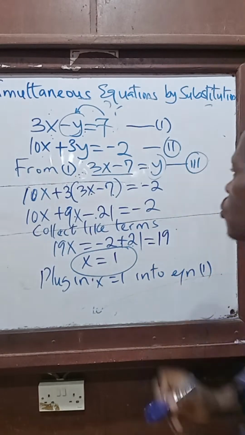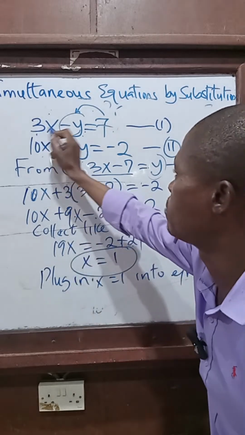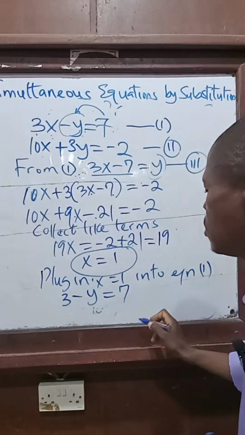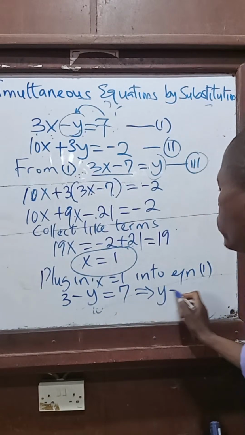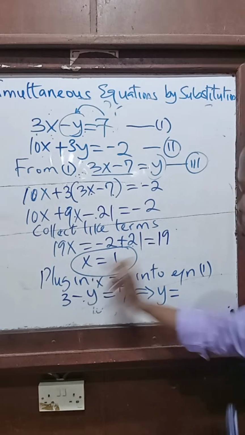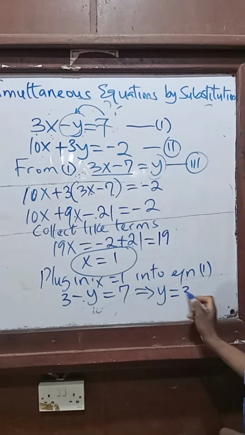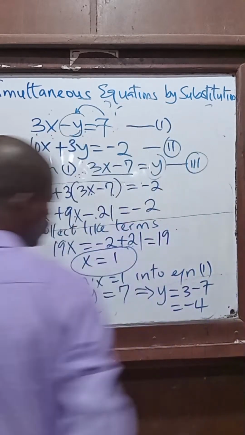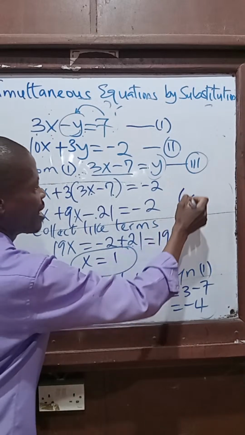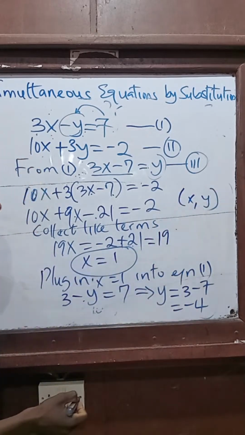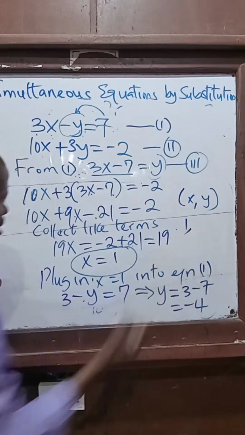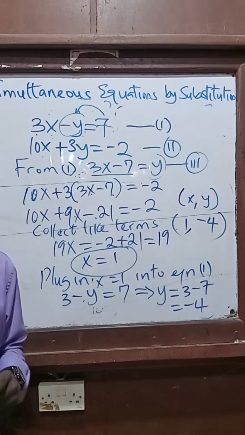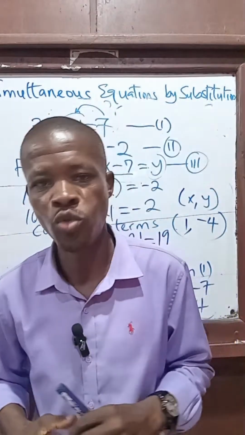Let's use equation 1. So that will be equal to 3 times 1, that's 3, minus y equal to 7. Okay, then y will be equal to what? Move this y to the other side. Okay, and that will be 3 minus 7. So y is minus 4. Okay, so we can now write in the xy coordinates. X is what? 1. Y is what? Minus 4. So that's that on this particular question.